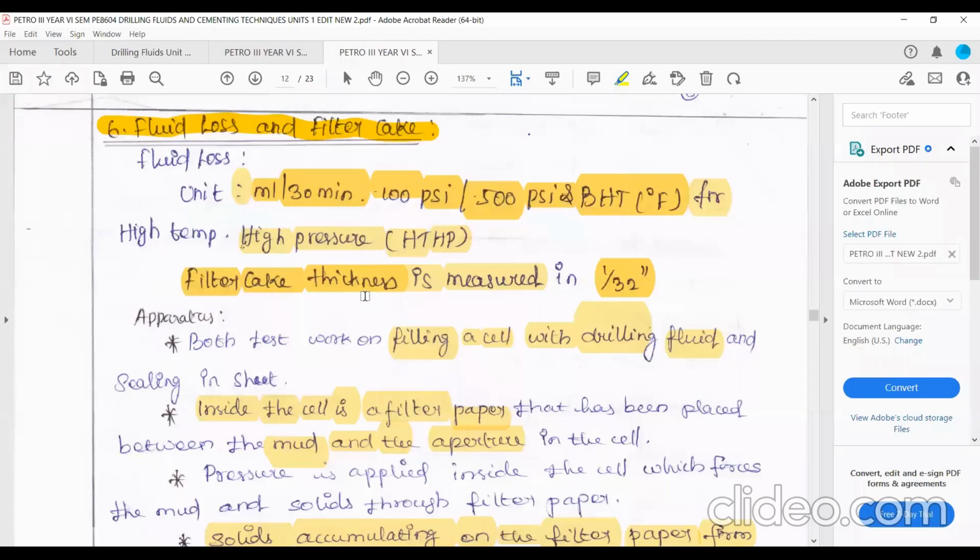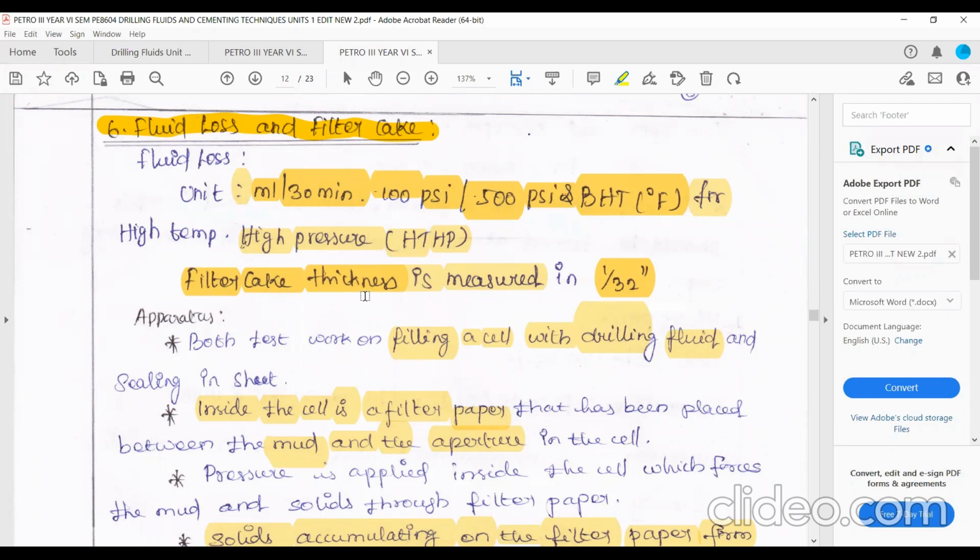Just tell the fluid loss in the filter. So now we see the diagram. Let's get into the technical notes. What we have at our step here: we do have a cell, a cylinder.